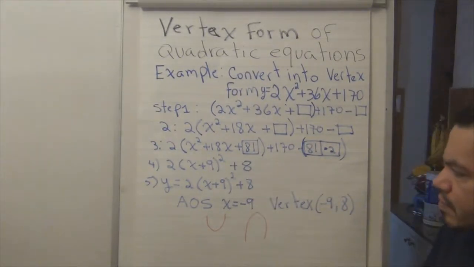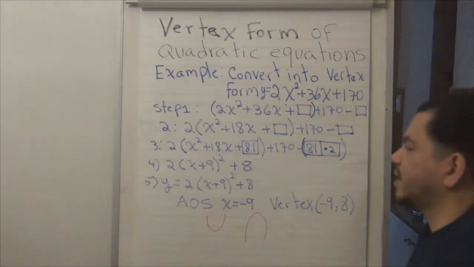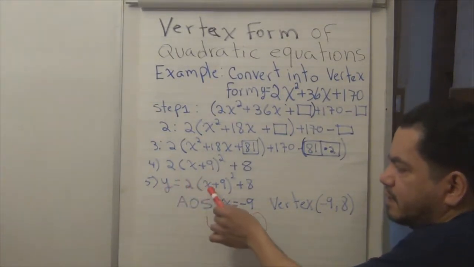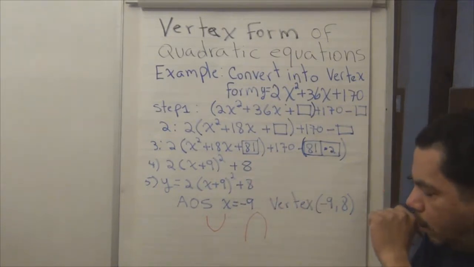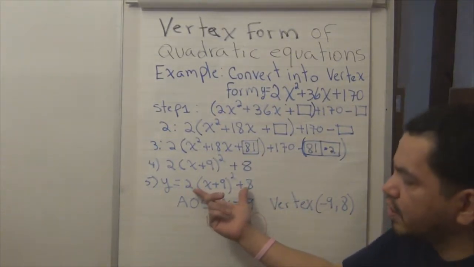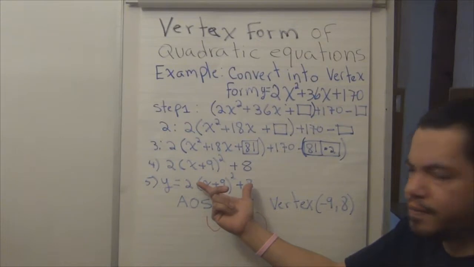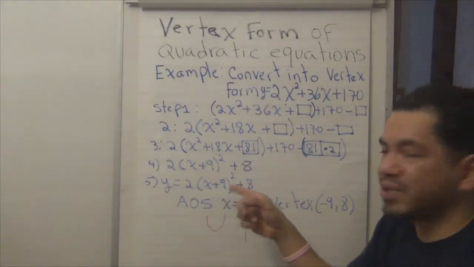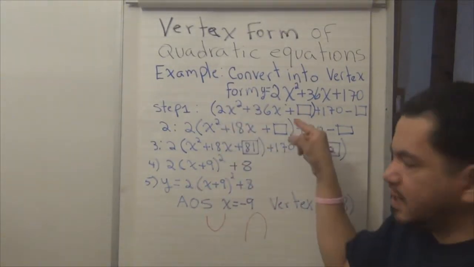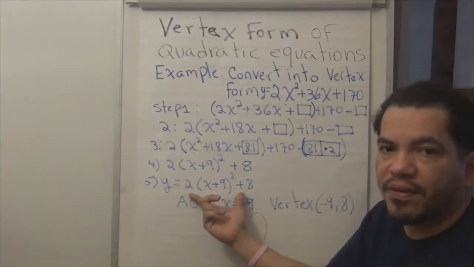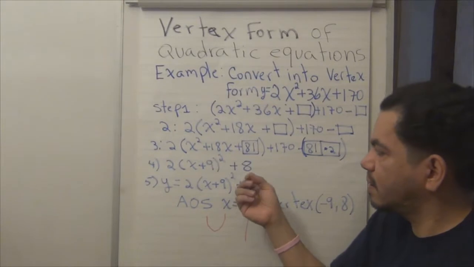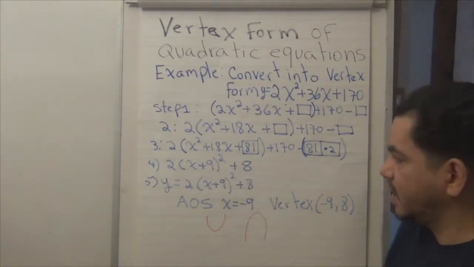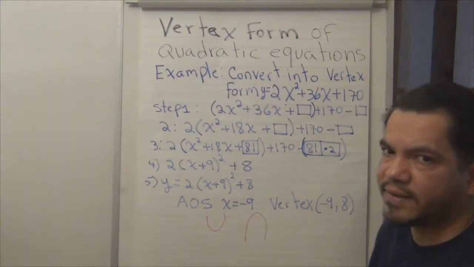Alright, so what about it? Well, then you write y equals 2 times x plus 9 squared plus 8. And this is called the vertex form of a quadratic equation. Why? Because without graphing it, it is easy to determine what the axis of symmetry is, what the vertex is, and also what the y-intercept is.